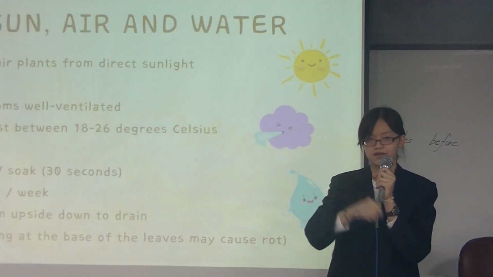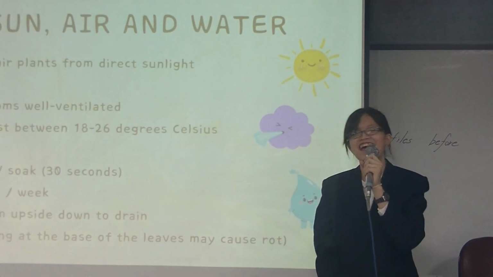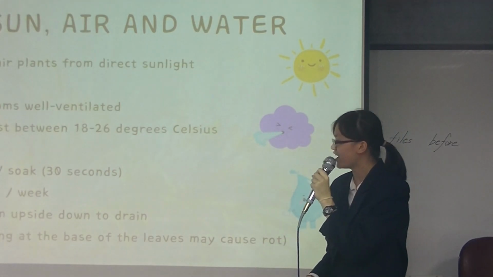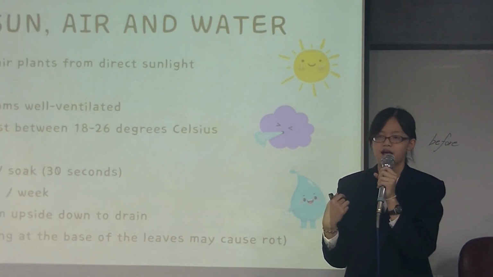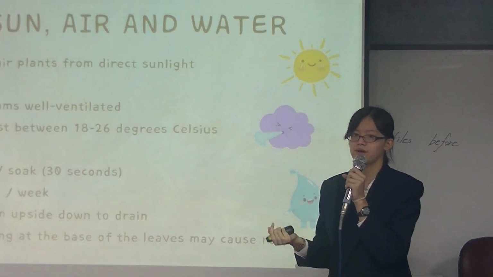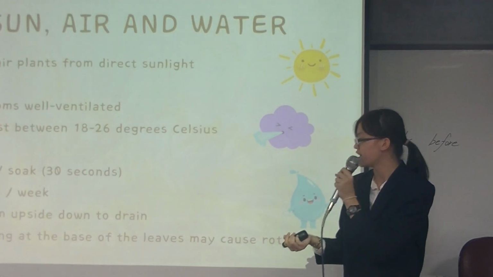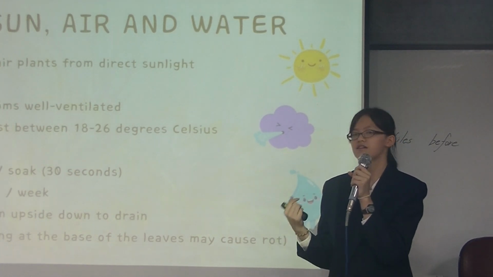After watering them, you should put them upside down like this. This will prevent the water from pooling at the base of leaves and prevent it from causing rot.